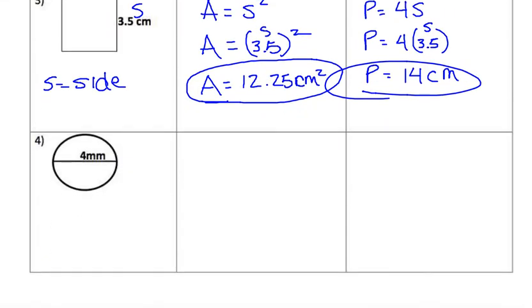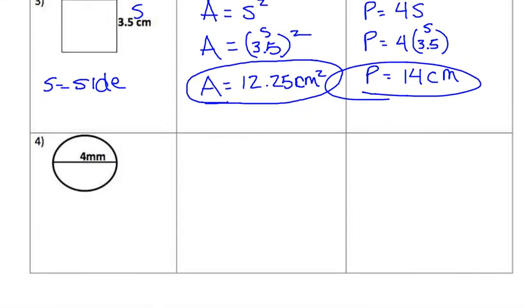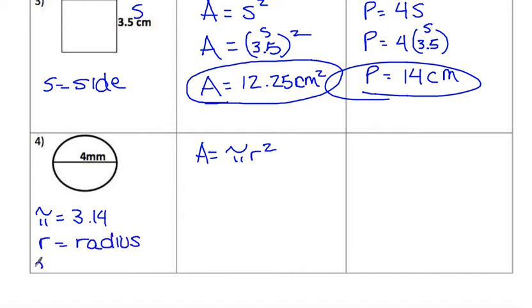All right, so let's look at the last one. The last one is the circle. The formula for the area of a circle is pi r squared. Now, pi is 3.14. R stands for radius. And the D that's not in that formula stands for diameter.